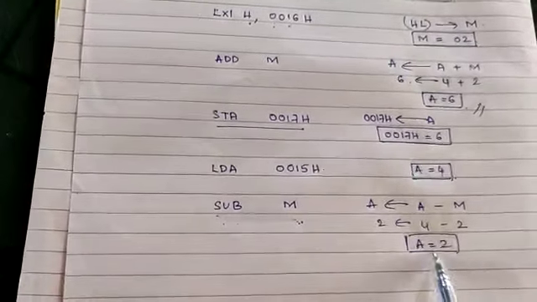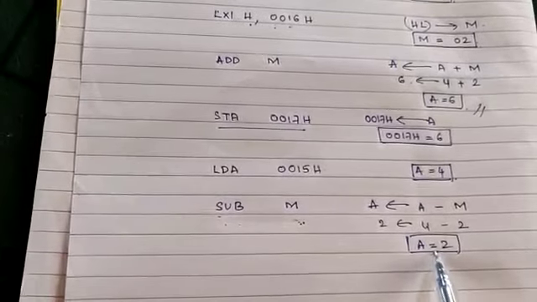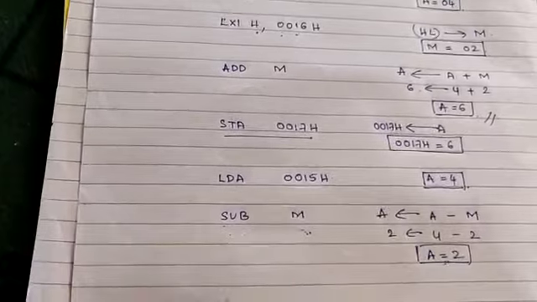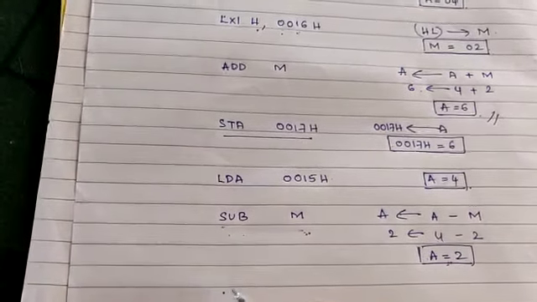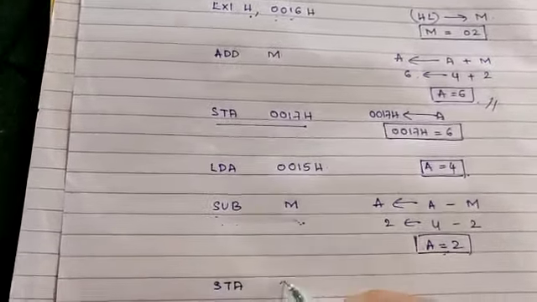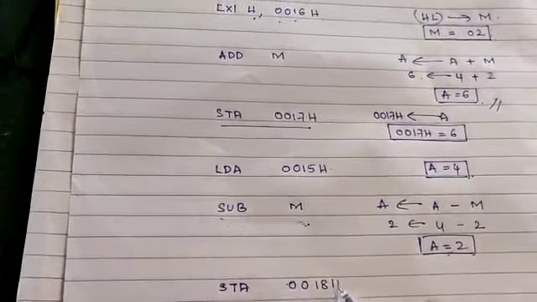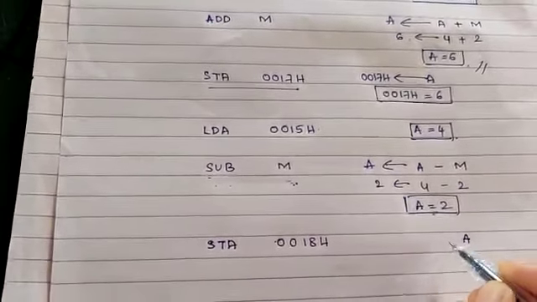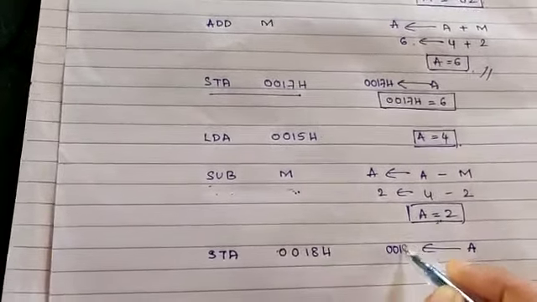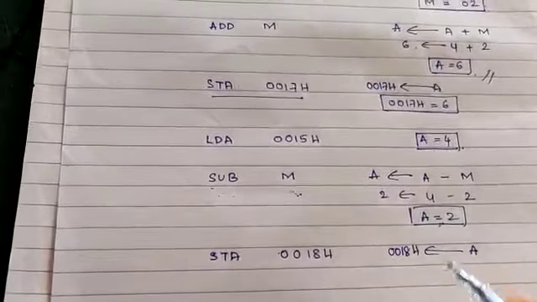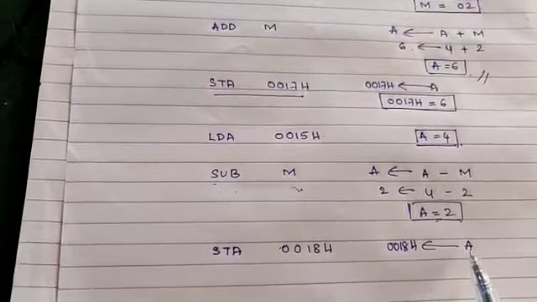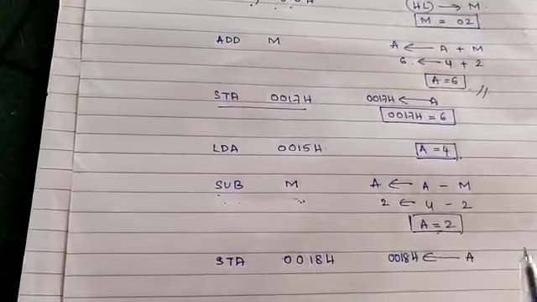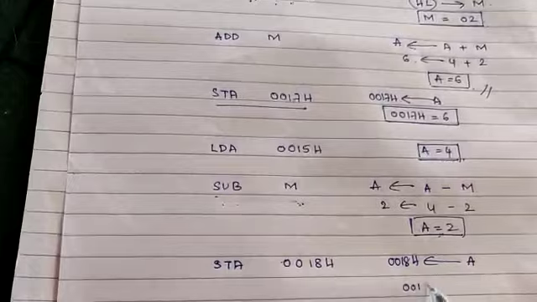So when I perform this subtraction instruction SUB M, the result of the subtraction of two 8-bit numbers is now stored in the accumulator. But as per the question, you have to store the result in the memory location 0018. So again we will have to use STA 0018H. What it is going to do is bring the contents from the accumulator and store it in 0018H. The result of the subtraction is present in the accumulator, so that is transferred to this memory location.